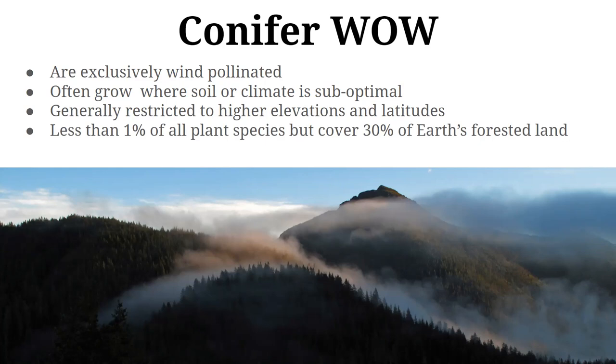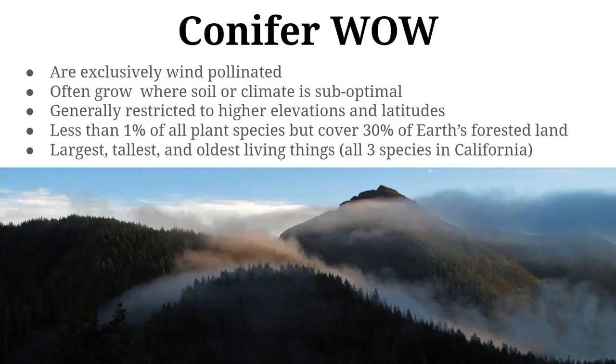And then this is wild to me. Less than 1% of all plant species on Earth are conifers, yet they still cover 30% of the forested land. So even though there's this major decline in conifers, they still do really well in the right places. They're also the largest, tallest, and oldest living things on the planet. And all three of these are in California.